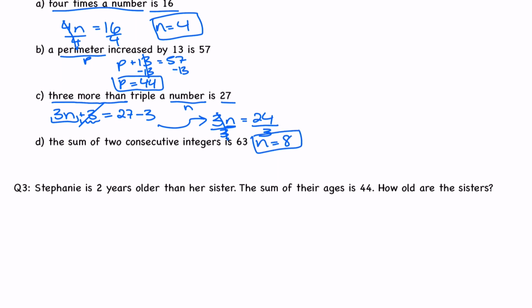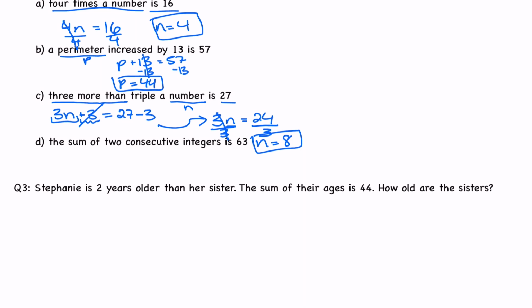Part D says the sum of 2 consecutive integers is 63. So an integer is a whole number like 1, 2, or 3, or -1, -2, even 0 is an integer. And it says that the sum of 2 consecutive integers is 63. So consecutive means one after the other. So 1 and 2 would be consecutive, 2 and 3 would be consecutive. -1 and -2 would be consecutive because they're right next to each other on the number line. So they differ by plus or minus 1.